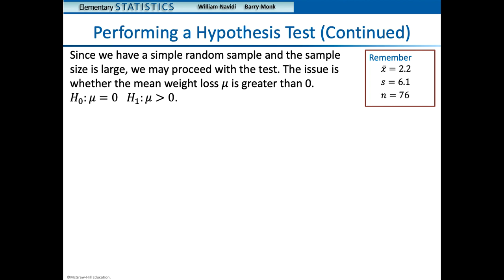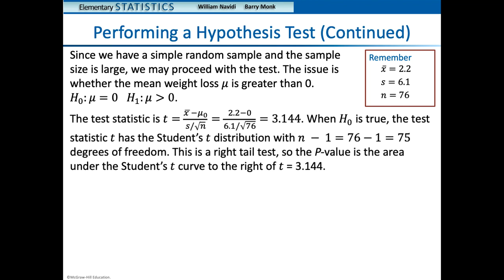The question being presented is whether the mean weight loss is greater than 0. So when we establish our hypotheses, the null hypothesis will be the assumption that nothing has changed. And if nothing has changed, then the mean weight loss would be equal to 0. And because the word greater is used, the alternate hypothesis is set up as a right tail test, mu greater than 0. So as for any test, we always start by establishing the two hypotheses.